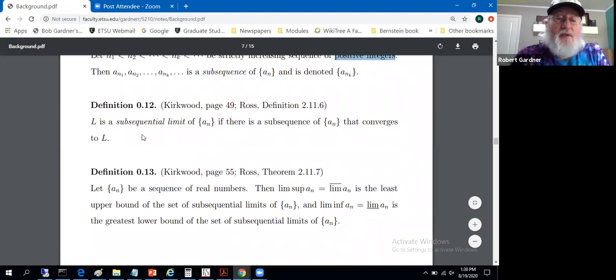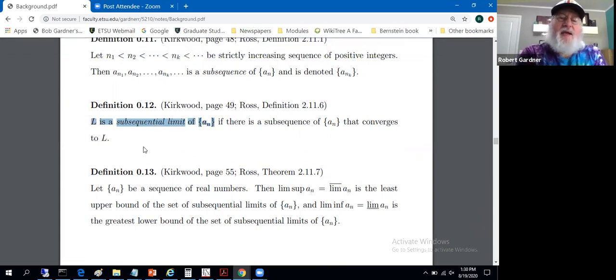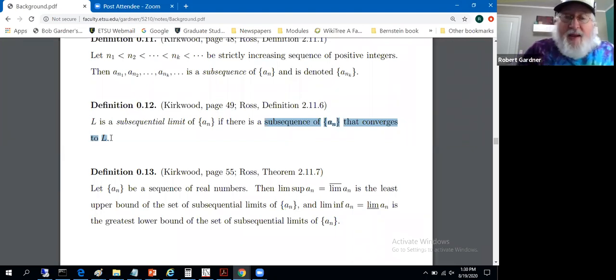A number L is called a subsequential limit of a sequence a sub n. All right, so we're looking at the original sequence a sub n and talking about a subsequential limit L of that original sequence if there is a subsequence of a sub n that converges to L. The sequence a sub n itself may not converge, but it might have convergent subsequences. If it's got one that converges to L, then L is a subsequential limit of a sub n.